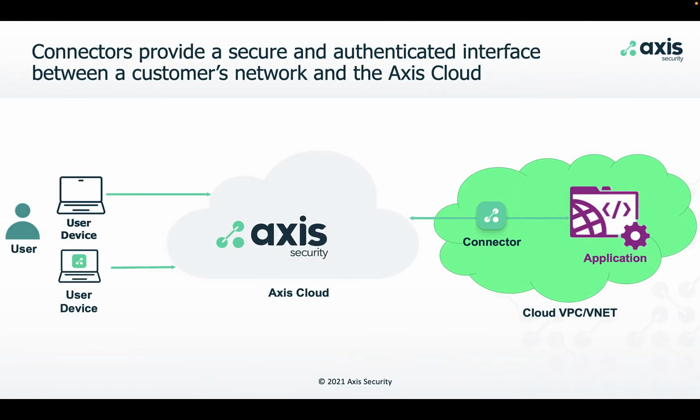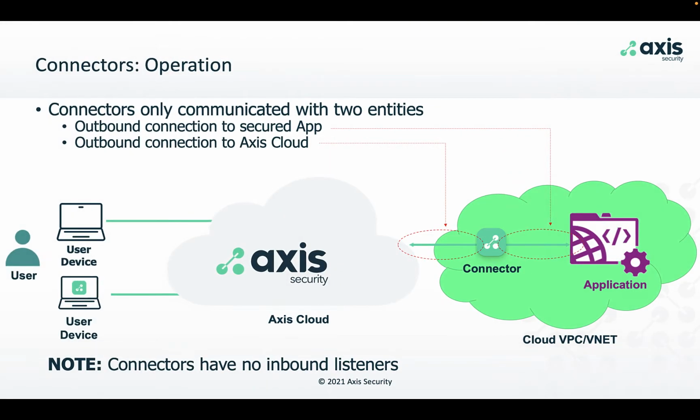Connectors provide a secure and authenticated interface between your network and the Access cloud. Connectors only communicate with two entities. They have an outbound connection to a secured app and an outbound connection to the Access cloud. It's important to note that connectors have no inbound listeners and do not communicate directly with user devices or any other element.